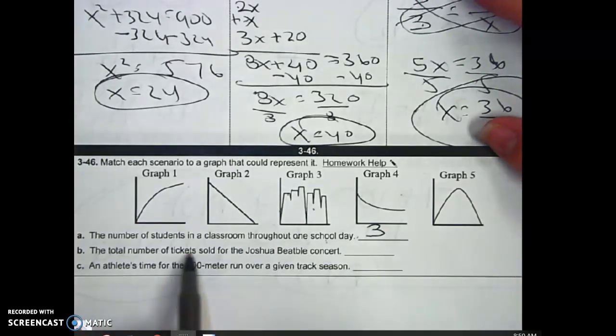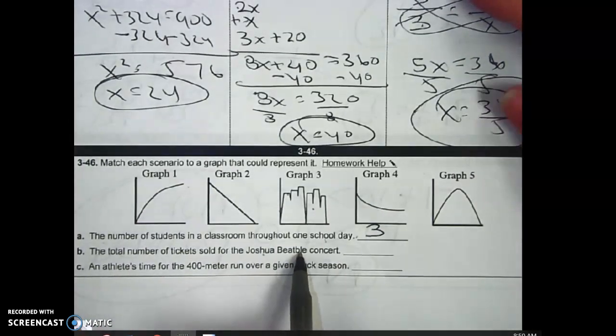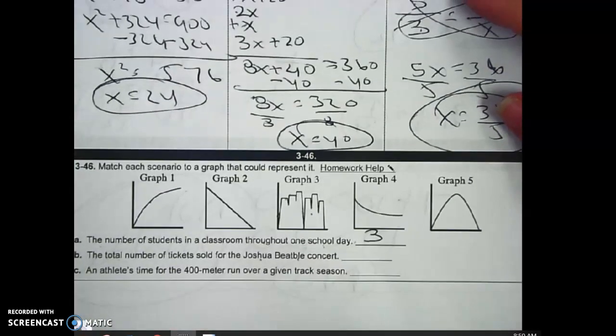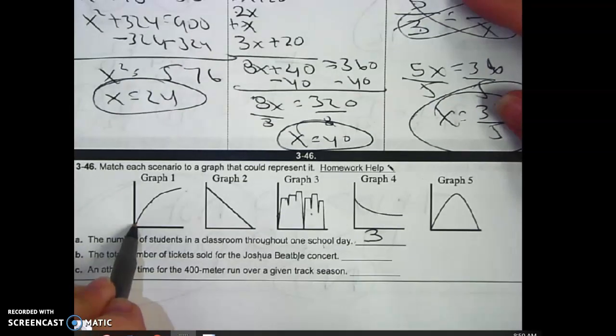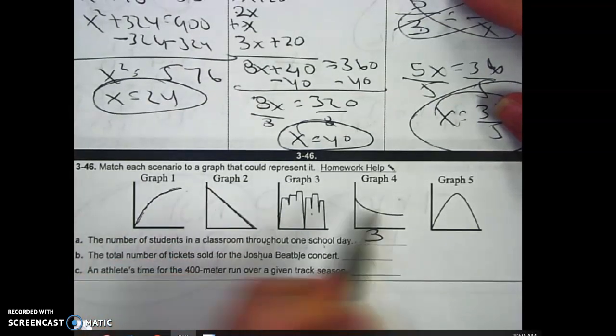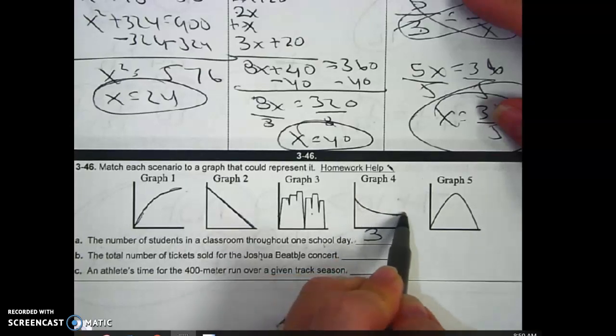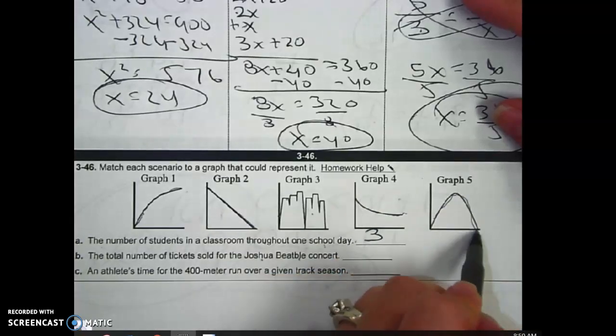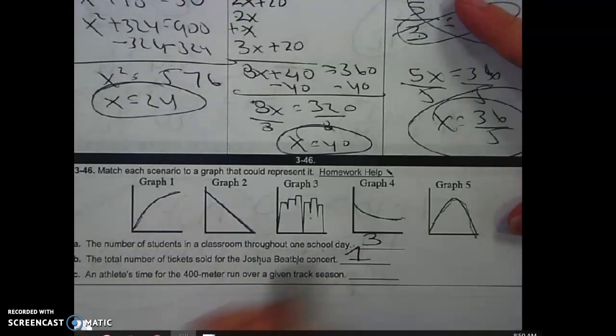The total number of tickets sold for the banquet. So I know that usually like over time, it's going to get more and more and more, right? Because in the beginning, I don't have any tickets sold, but as the time goes on, there's more and more. This means less and less, and then nobody buys it. This means more and more than less and less. So that's going to be graph 1.